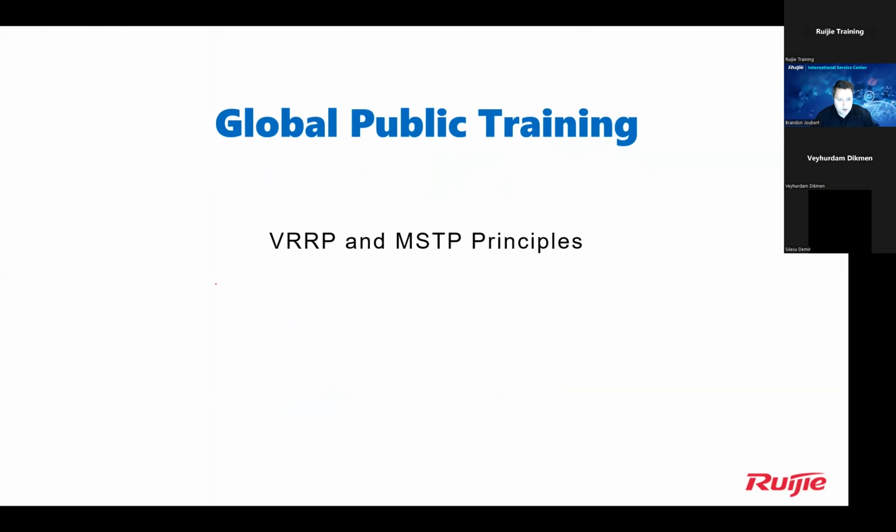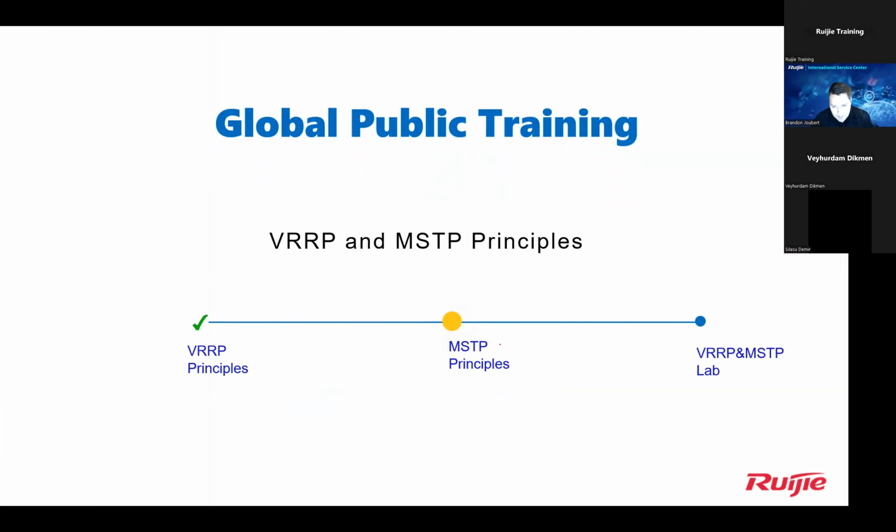Okay, so now on to the second step. We have completed VRRP principles. Now we're looking at MSTP principles. So first of all, MSTP, we won't go into too much detail regarding MSTP because MSTP is built on top of STP and RSTP. So STP, spanning tree protocol, RSTP, rapid spanning tree protocol, and then you get MSTP, which is multiple spanning tree protocol. So multiple spanning tree protocol is just built off of RSTP.